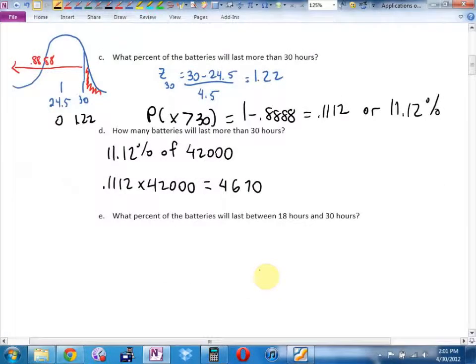E. What percent of the batteries will last between 18 hours and 30 hours? Are they asking me to find a percent, Colleen, or an area? Then I'm going to draw a little picture. The mean is in the middle. What was the mean? Oh, 24.5.